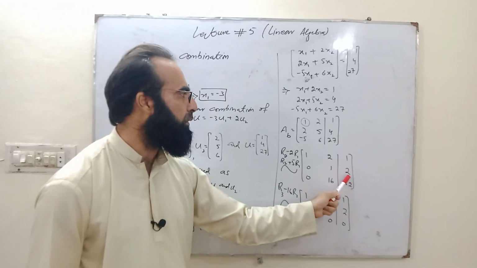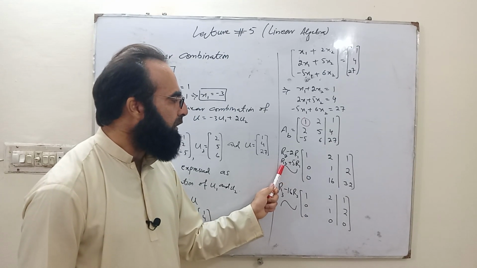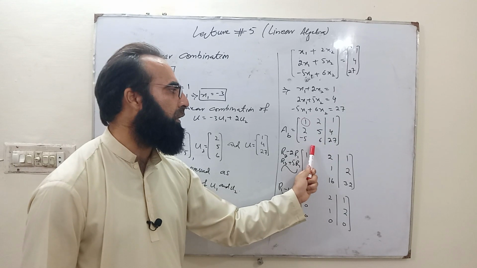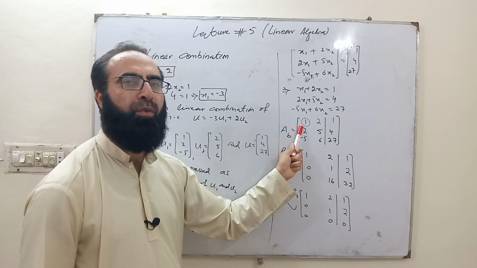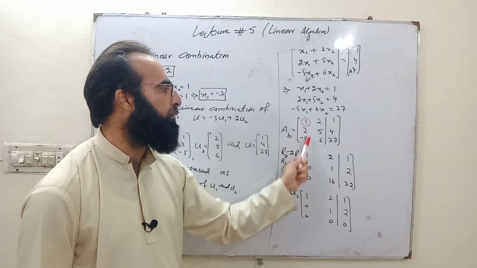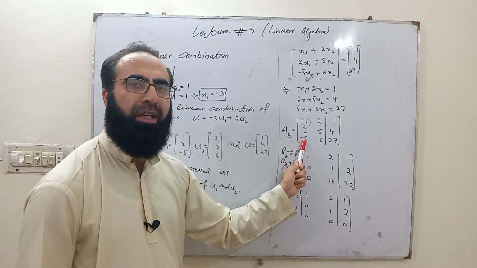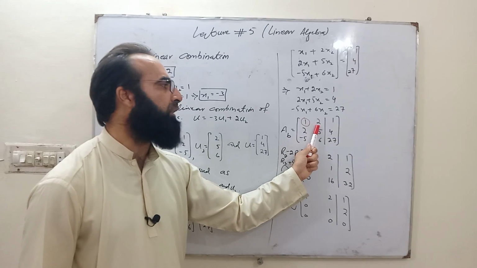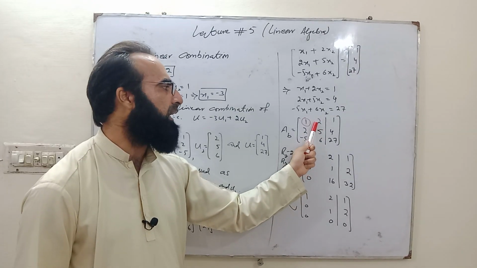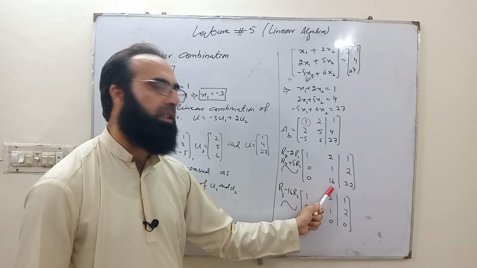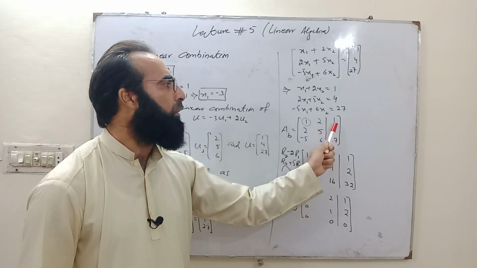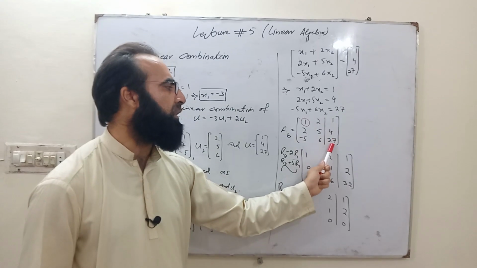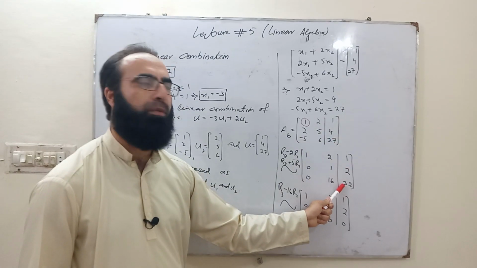Similarly, according to the second operation, we have to add 5 times the first row to the third row. So 5 times 1 gives us 5, and add that 5 with this minus 5, we will get minus 5 plus 5 equals 0. Now 5 times this 2 gives us 10, and add that 10 with 6, we will get 10 plus 6 equals 16. 5 times 1 gives us 5, and add that 5 with 27, we will get 27 plus 5 equals 32.